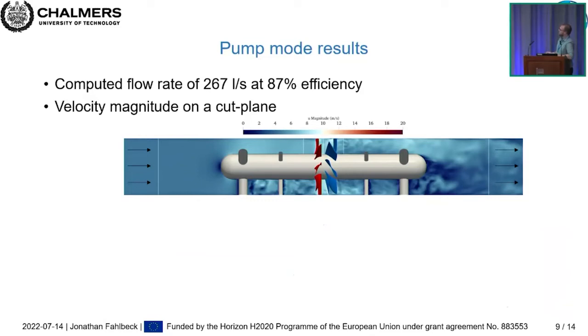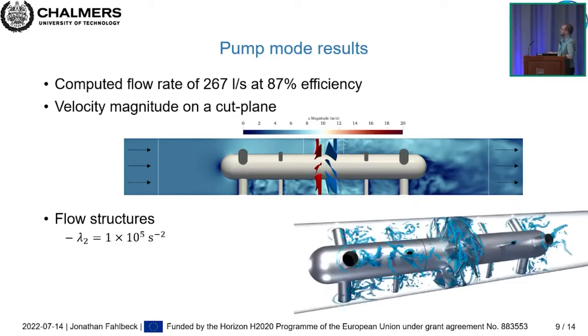Continuing to the pump mode results, to start with, the flow is now in the opposite direction, so going from left to right. We can see that here we have a computed flow rate of 267 liters per second. However, we're at a slightly lower efficiency at 87%. In turbine mode, we reach 90% hydraulic efficiency. The general thing to state here, if you look at this cut plane of velocity magnitude, is that you seem to have quite large variation of the flow field after the two runners, so it is quite disturbed.